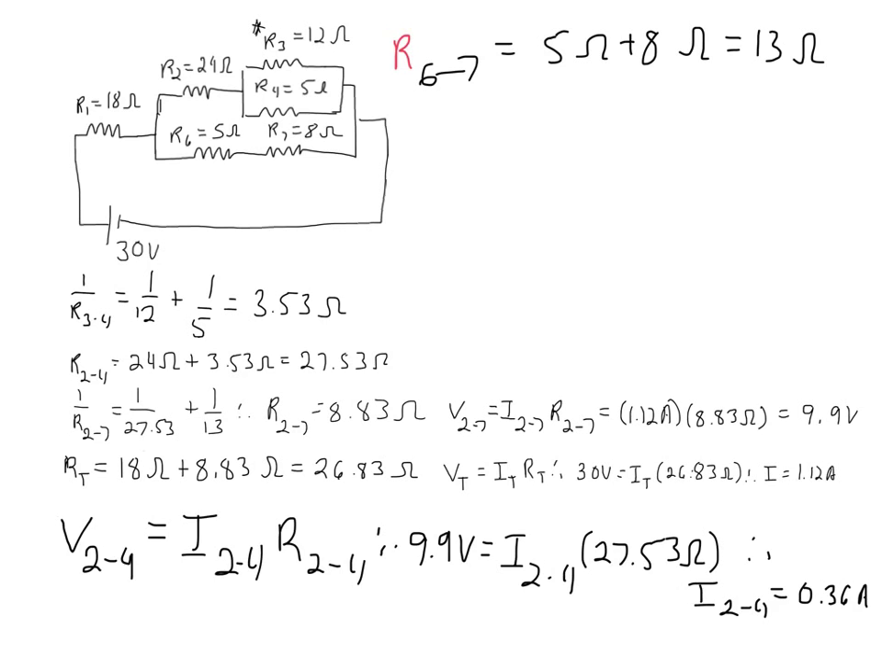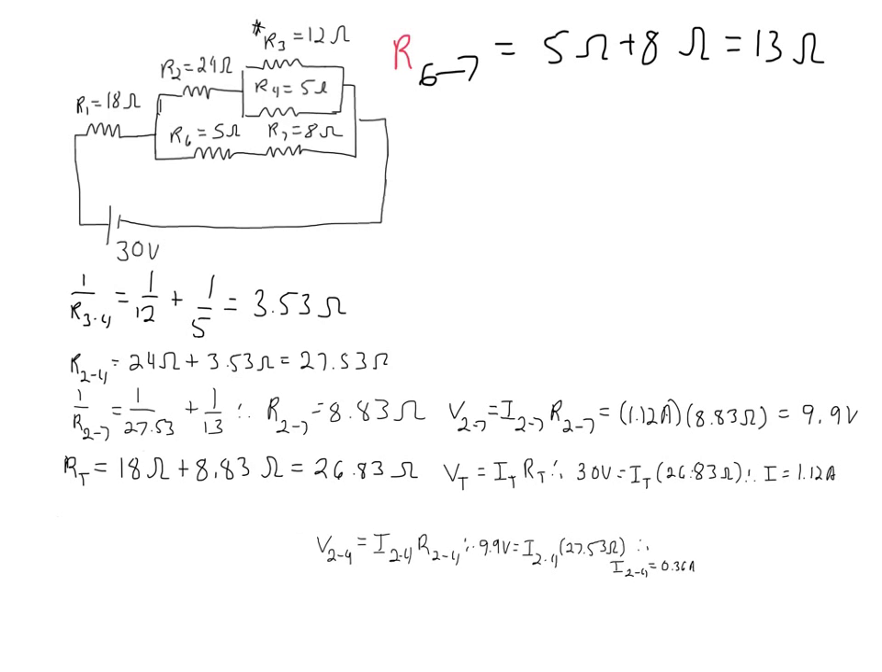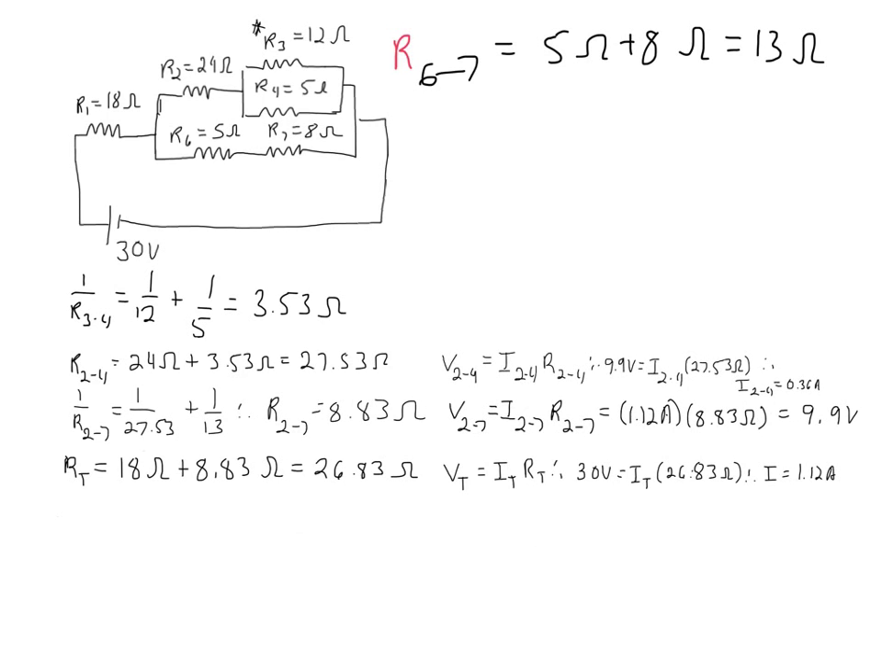I'll shrink this down, put it right there. So now that is the current through 2 through 4. So that's the current through this whole top part here. And because R2 is in series with R3 and 4, the current through both of those is going to be 0.36 amps.